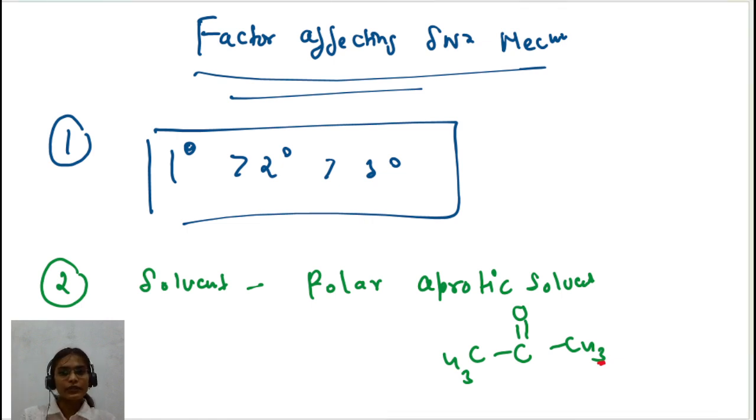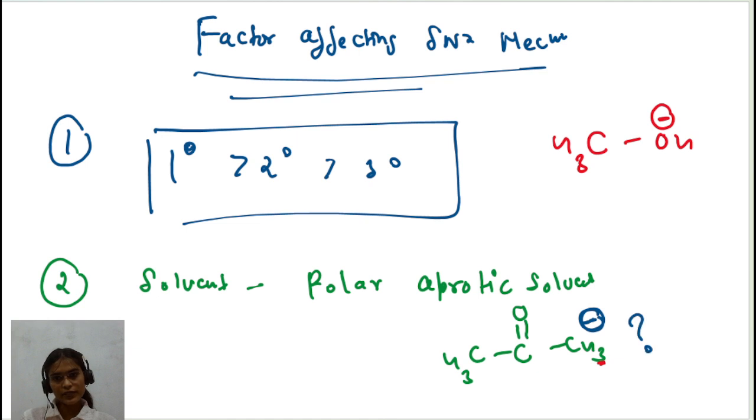Let's compare with this. If I have CH3COH, wait, OH. In this case, what is happening? If the proton is removed, the oxygen achieves the negative charge. In this case, if let's suppose the proton is removed from here, the carbon gets the negative charge. So is this feasible? Carbon has a negative charge?